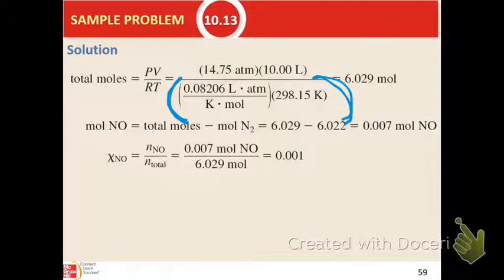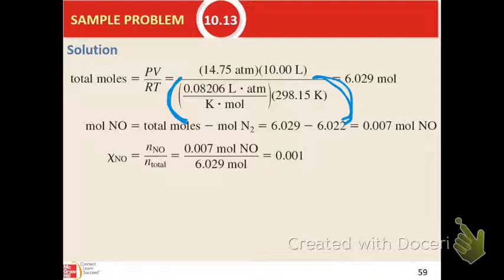And then how are you going to find the mole fraction? You take that 0.007 moles of nitrogen monoxide, and then you divide that by your total number of moles in the problem that you got from your PV equals nRT. And so 0.007 divided by your total is 0.001. That's your mole fraction. Okay?